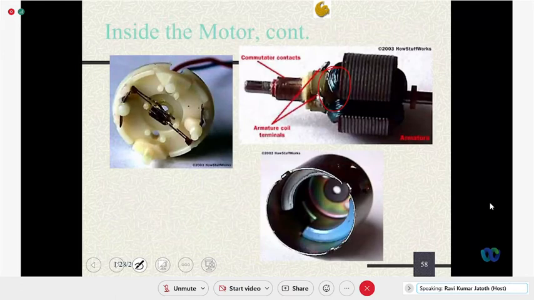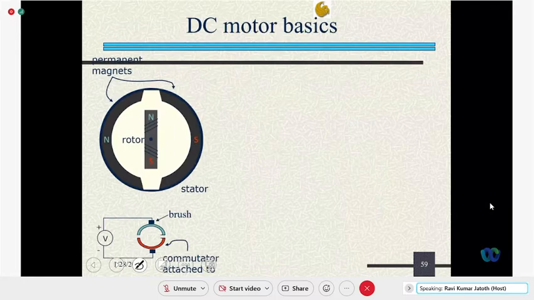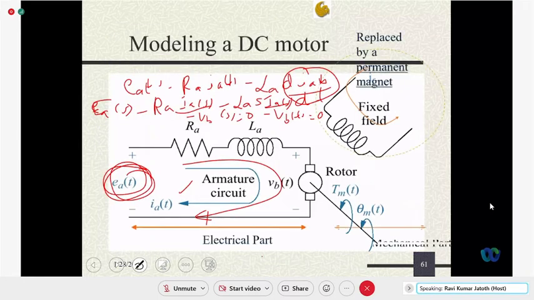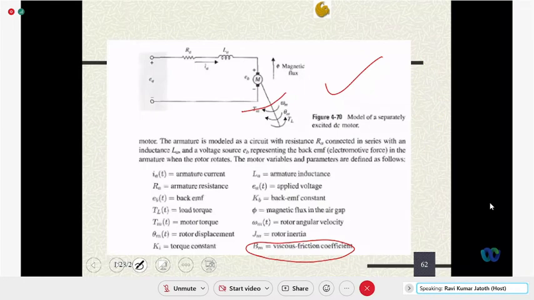You see here, this is the motor, right? So this rotor, when it is rotating in the stator, there will be opposite friction, right? That is the friction which opposes the movement of this rotor, and we are representing that with the friction. And the frictional coefficient is BM, okay?